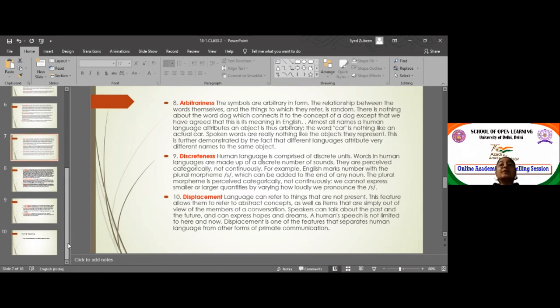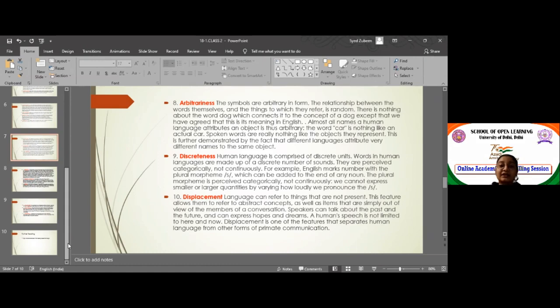Arbitrariness. The symbols are arbitrary in form; the relationship between the words themselves and the things to which they refer is random. There is nothing about the word dog which connects it to the concept of a dog, except that we have agreed that this is its meaning in English. Almost all names a human language attributes to an object are thus arbitrary. The word car is nothing like an actual car. Spoken words are really nothing like the objects they represent.